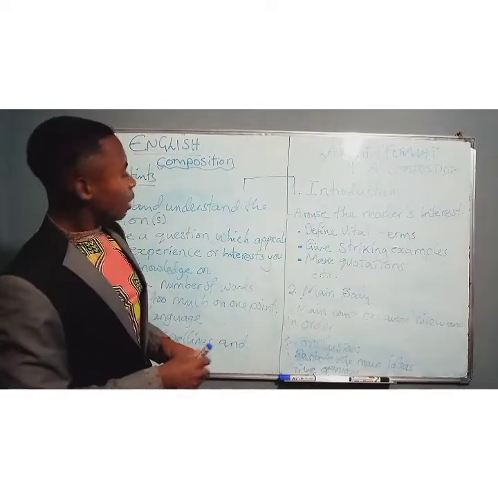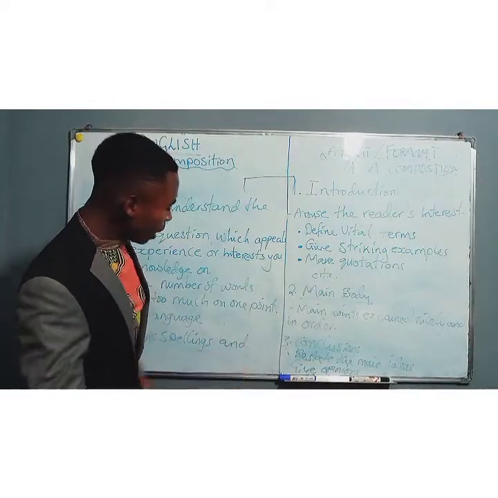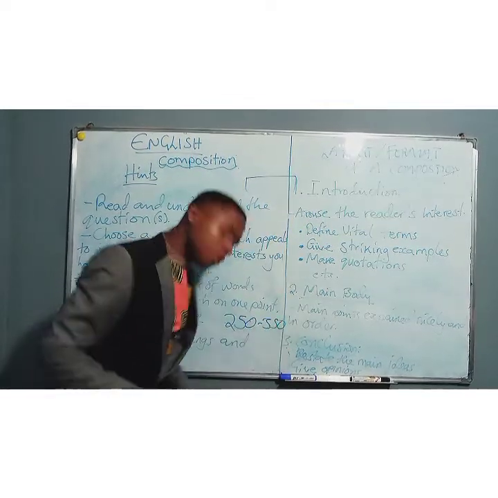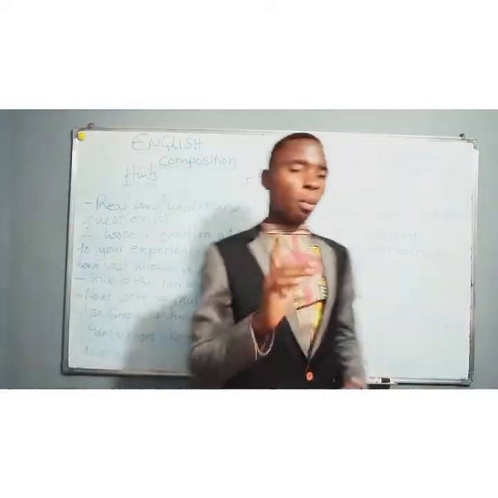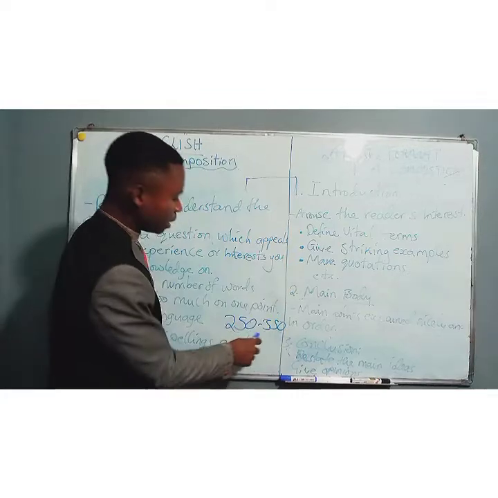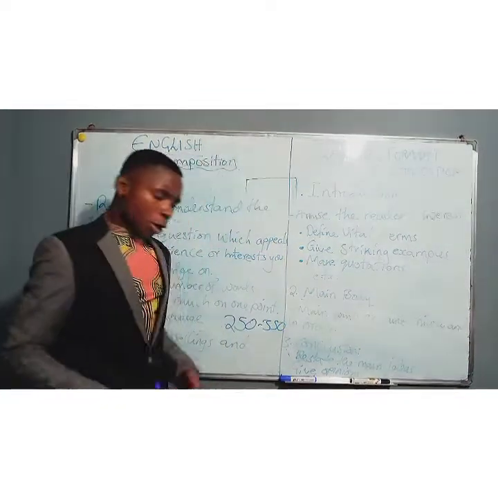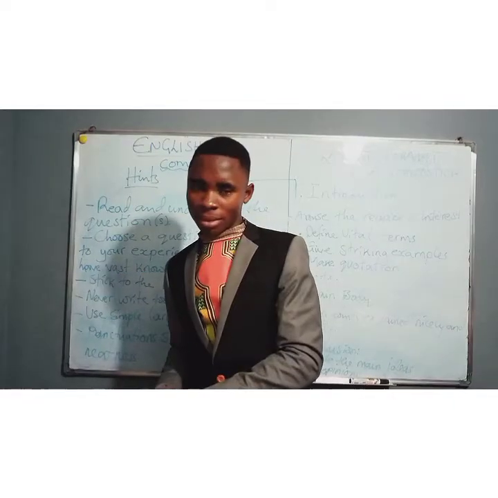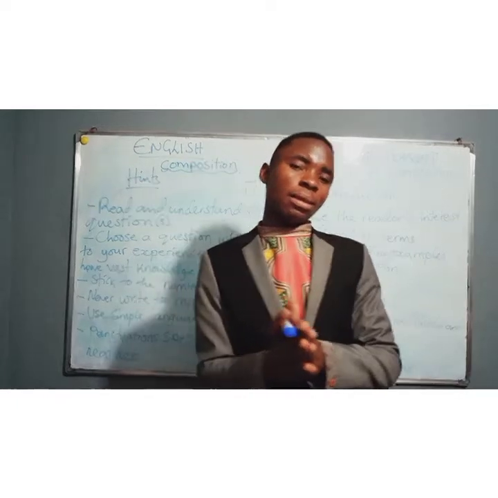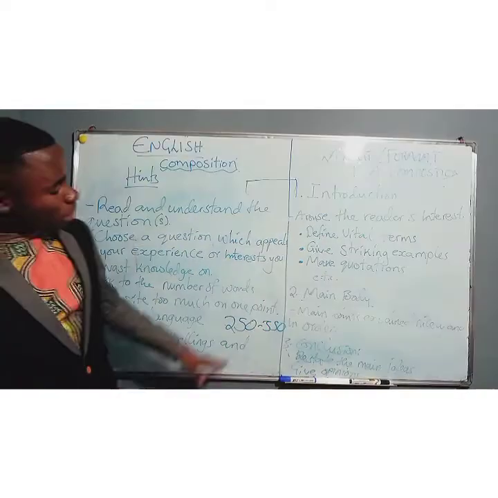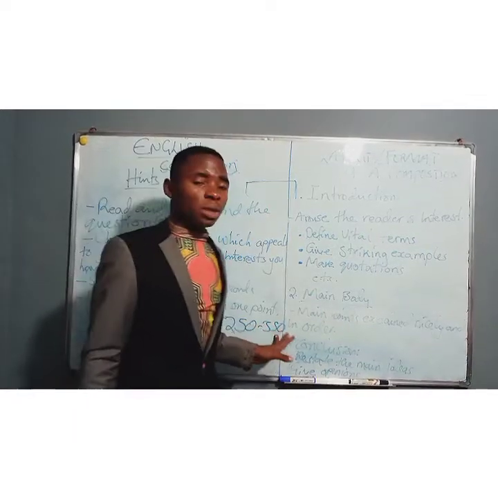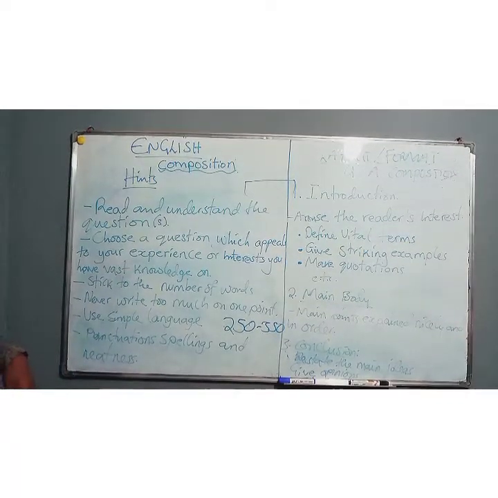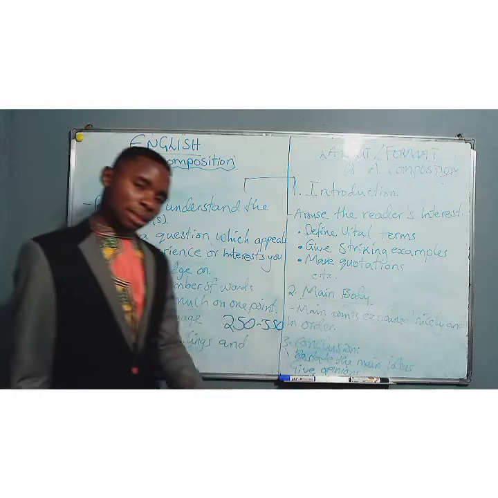So, you need to stick to the number of words. The number of words you are required to write at grade 12 level is 250 to 350 words. Your composition should not be too short, and it should not be too long. It must be precise and fall within this range, 250 to 350 words.